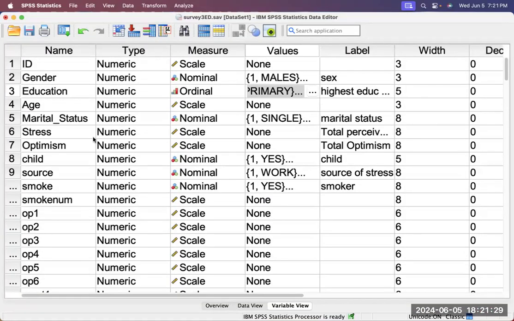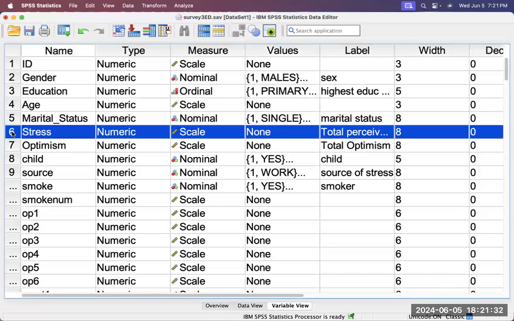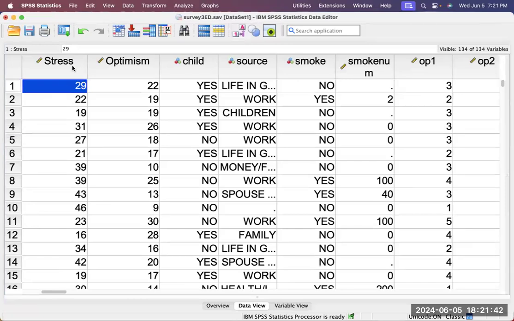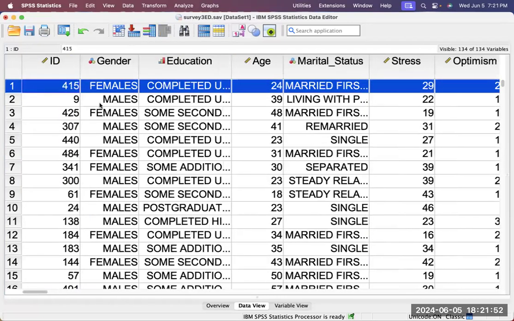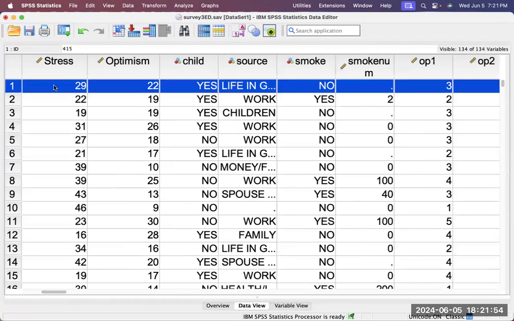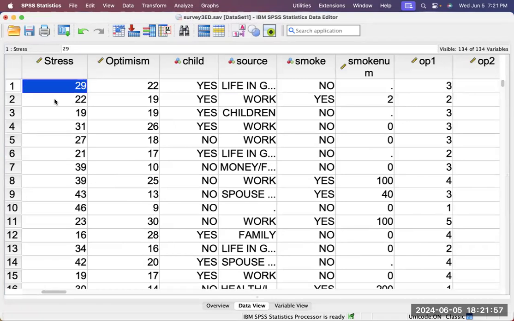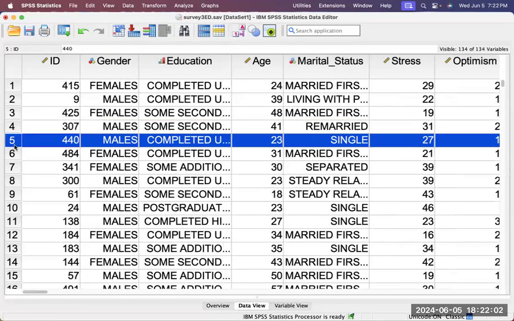Now let's just look at a scale variable. All we're doing here is saying the person on a scale, well, whatever the rating is, just tell us what it is. Now let's look at data view. Stress. So someone was given an instrument and said, rate yourself on 1 to 50 on stress. Person number one says, oops, where's the stress variable? My stress is 29. Okay, person number two says 22. So on and so forth. Does everybody see that? Okay, those are numbers, no categories.